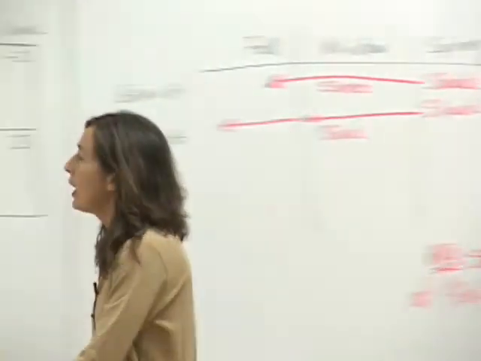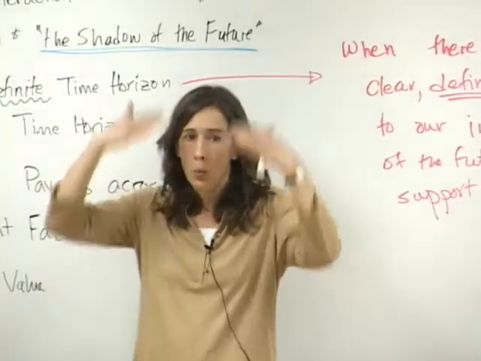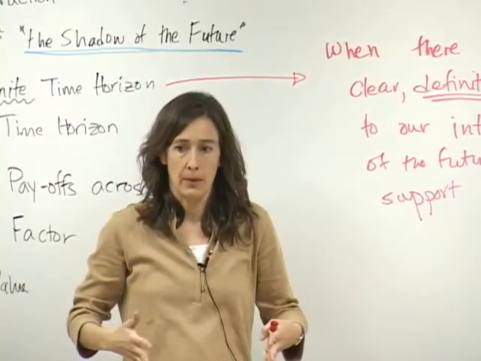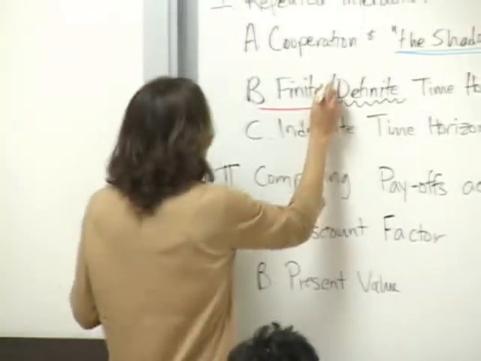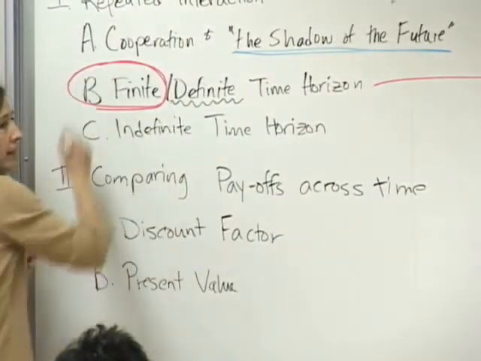Okay, so I don't know if I'm digressing or making it more concrete, but the bottom line here is the shadow of the future doesn't work if we know when we're going to stop seeing each other. Okay? All right. So I've got the word finite up here, too.